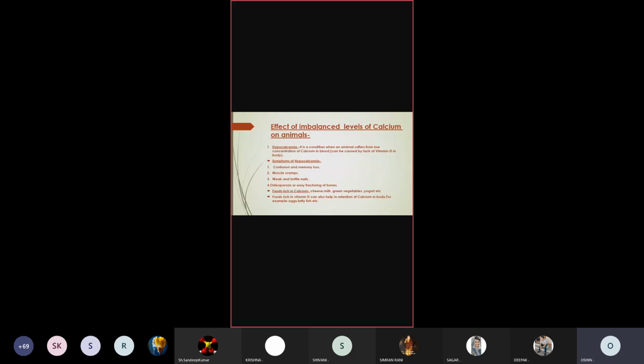Now, we will discuss the foods which are rich in calcium. Cheese, milk, green vegetables, and yogurt are considered to be very rich in calcium.